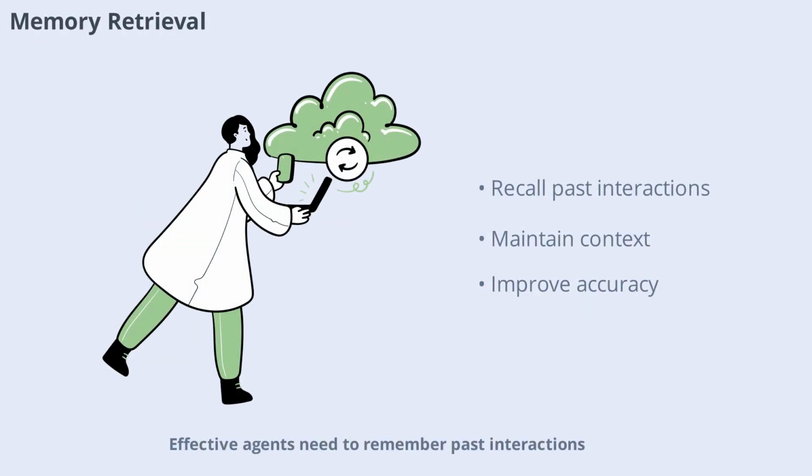Effective agents need to remember past interactions. Memory retrieval allows agents to pull relevant information from previous conversations or stored data. This helps maintain context, avoid repetition, and provide more accurate responses, especially in long-running workflows.